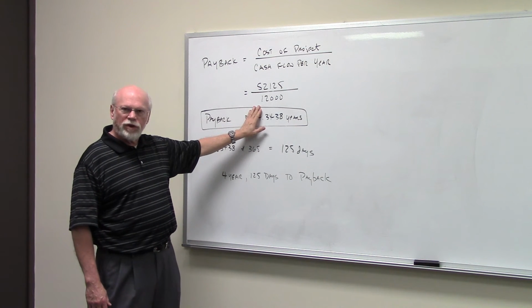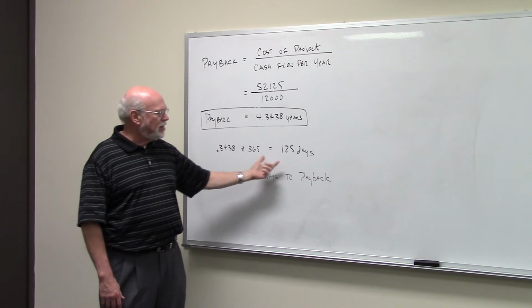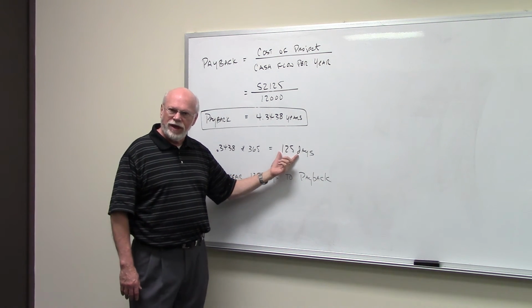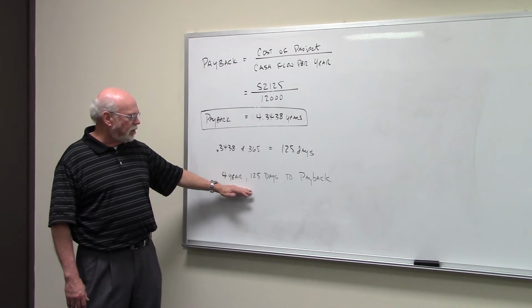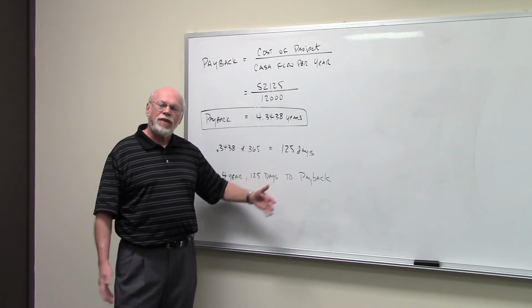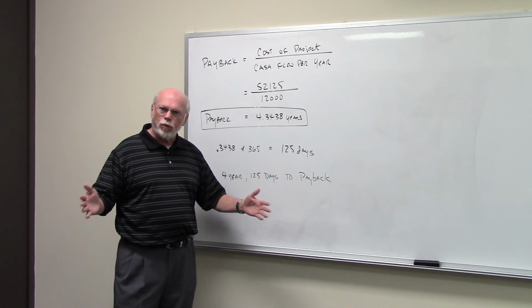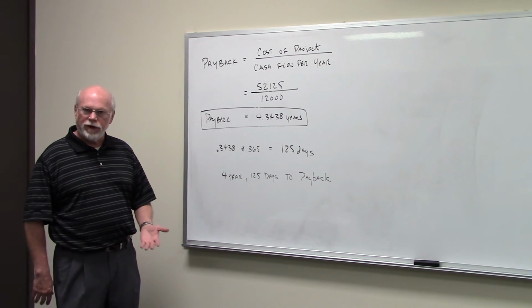Take that 0.3438, multiplied by the number of days in a year, and in this case you get roughly 125 days. Report payback as 4 years, 125 days to payback. That way it's clear as to what it means, and you won't have to interpret it for everybody then.